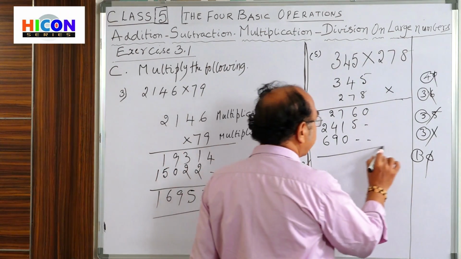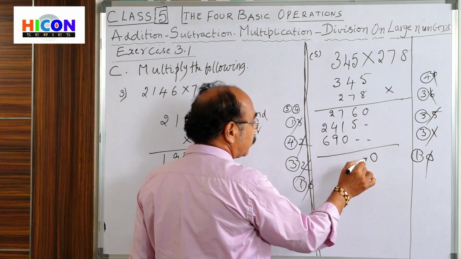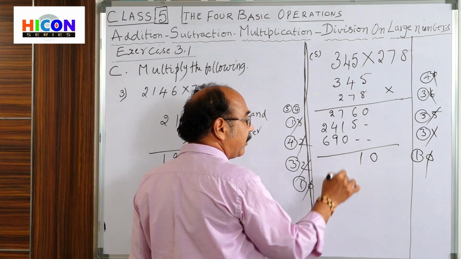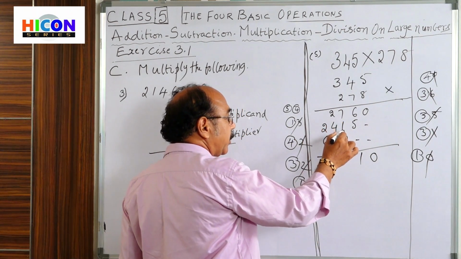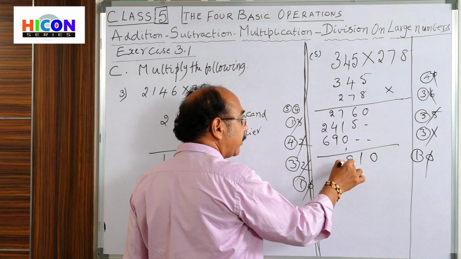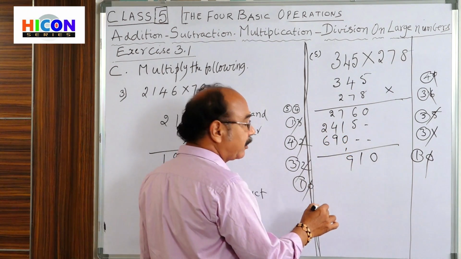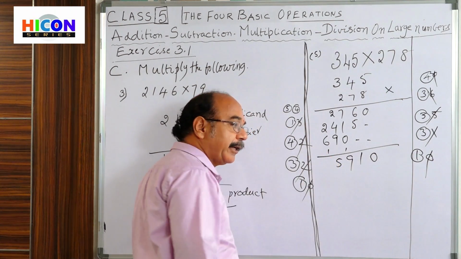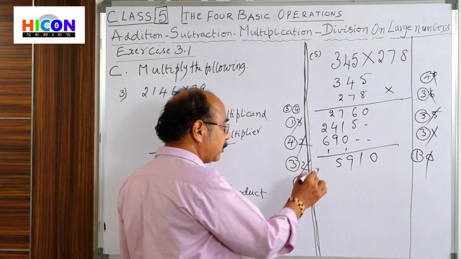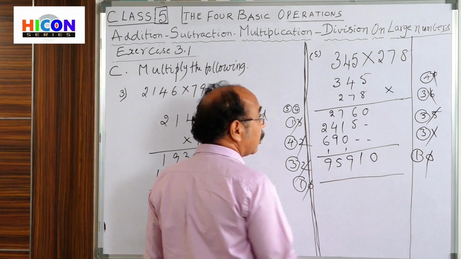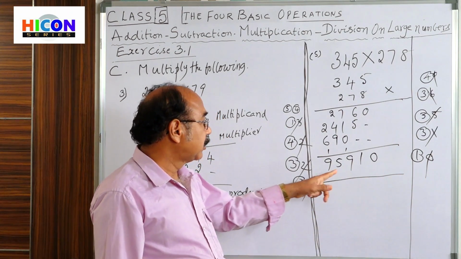Now add. Here 0. Here 6 plus 5, 11. 1 is to be carried here. Now add 7 plus 1, 8. 8 plus 0, 8. 8 plus 1, 9. Now here 2 plus 4, 6. 6 plus 9, 15. Write 5 here. 1 is to be carried here. Now 2 plus 6 is 8. 8 plus 1 is 9. Completed multiplication. So, what is the product?